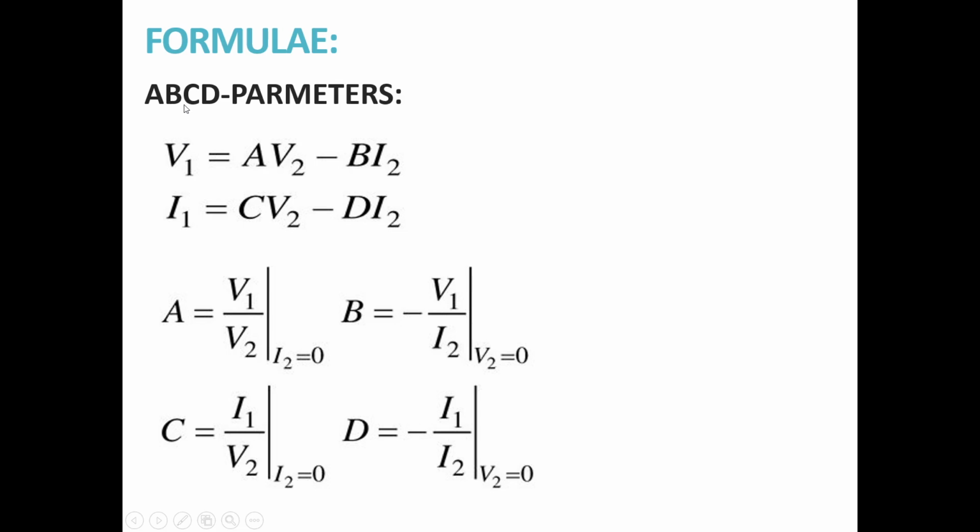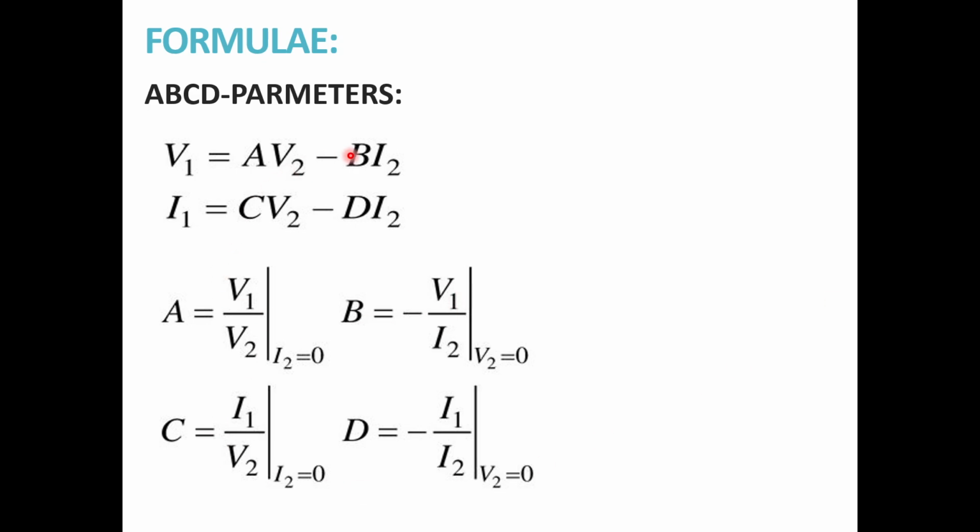These are the formulas to determine the transmission parameters, that is ABCD parameters. So the equations for determining the ABCD parameters or transmission parameters are V1 equal to A V2 minus B I2, and I1 equal to C V2 minus D I2.